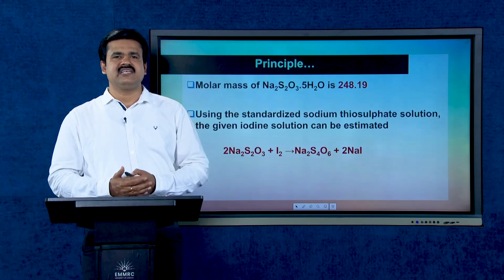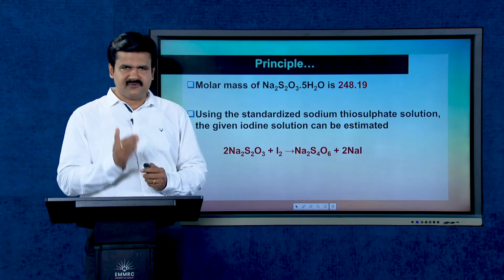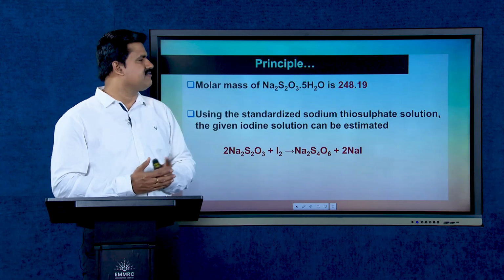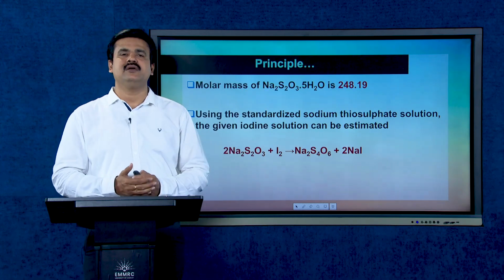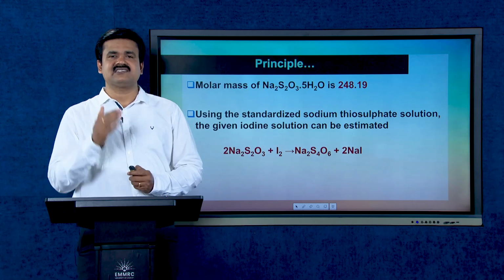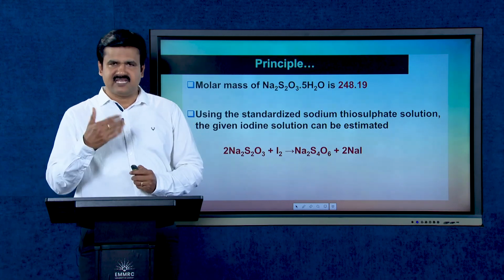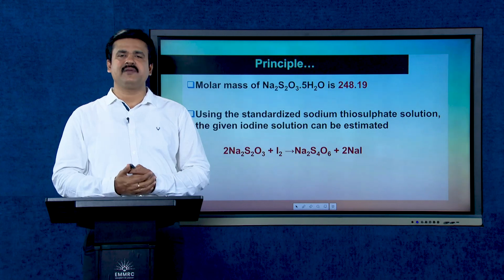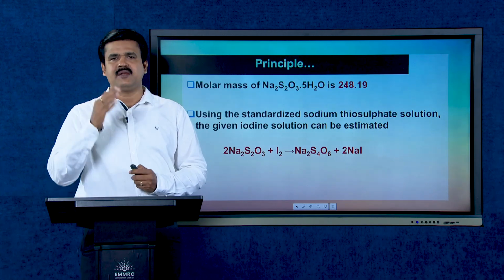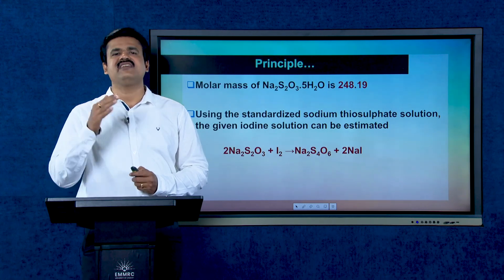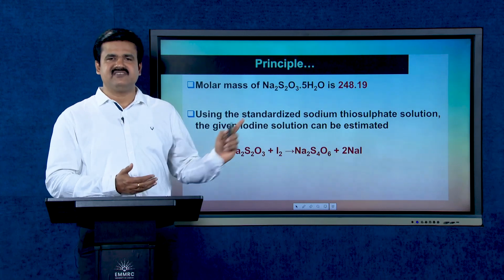However, Na2S2O3 is available as Na2S2O3.5H2O. Therefore, the molar mass of Na2S2O3.5H2O is same as its equivalent mass, and that is equal to 248.19. Using the standard sodium thiosulfate solution, the given iodine solution can be estimated. That means we first standardize the sodium thiosulfate solution using a standard solution of potassium dichromate. And by utilizing this sodium thiosulfate solution, we can estimate the presence of iodine in the given solution. This is the reaction which is already familiar to you.